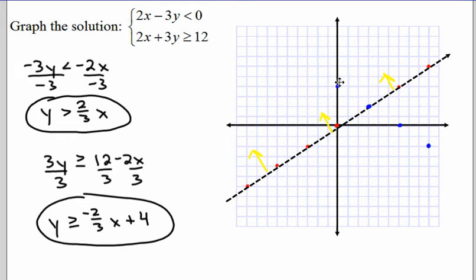I could also go up 2 and to the left 1, 2, 3. I'd be back on the line. Up 2 and to the left 3. Okay. Now I connect these with a solid line because there's an equal sign in the inequality. So I'll connect them with a solid line.